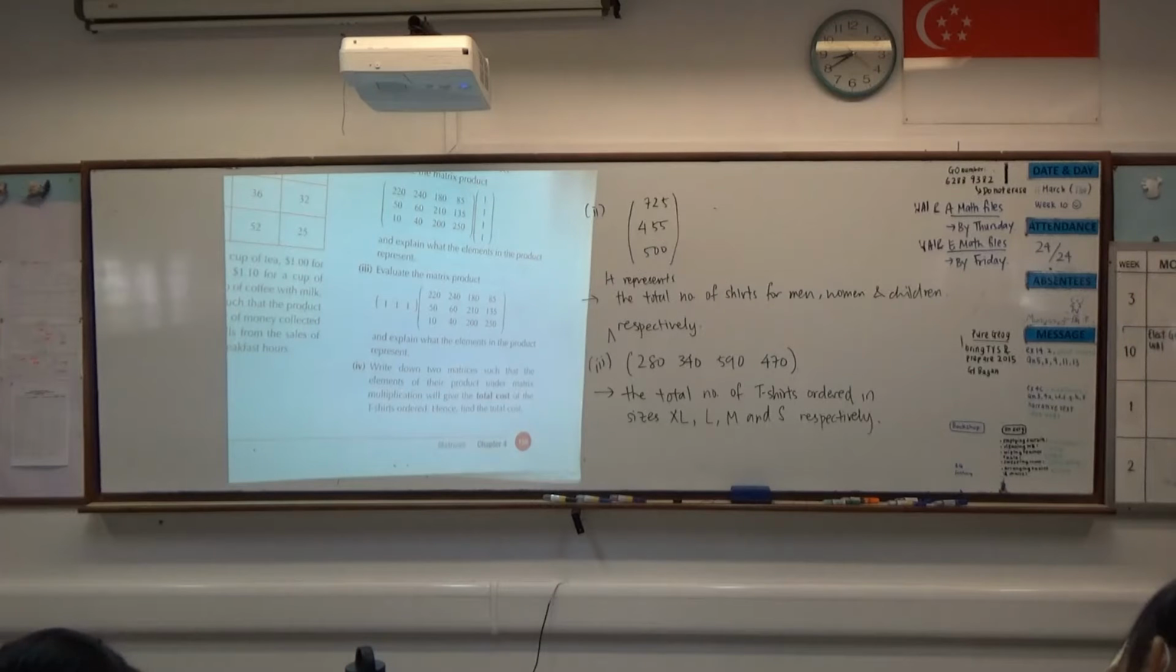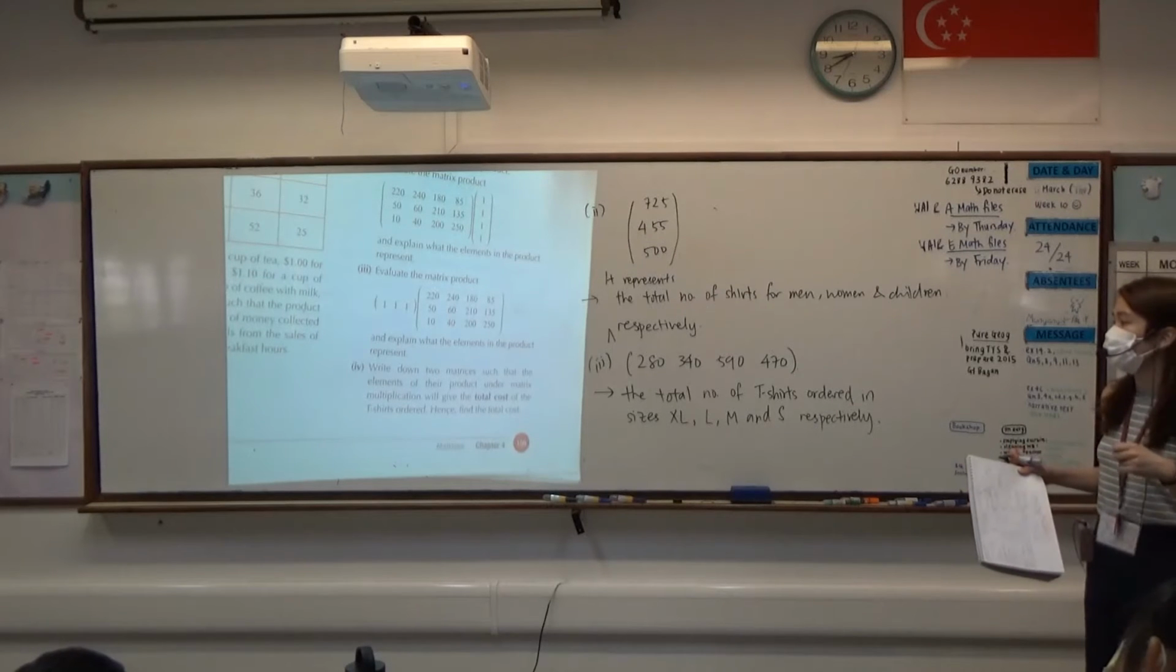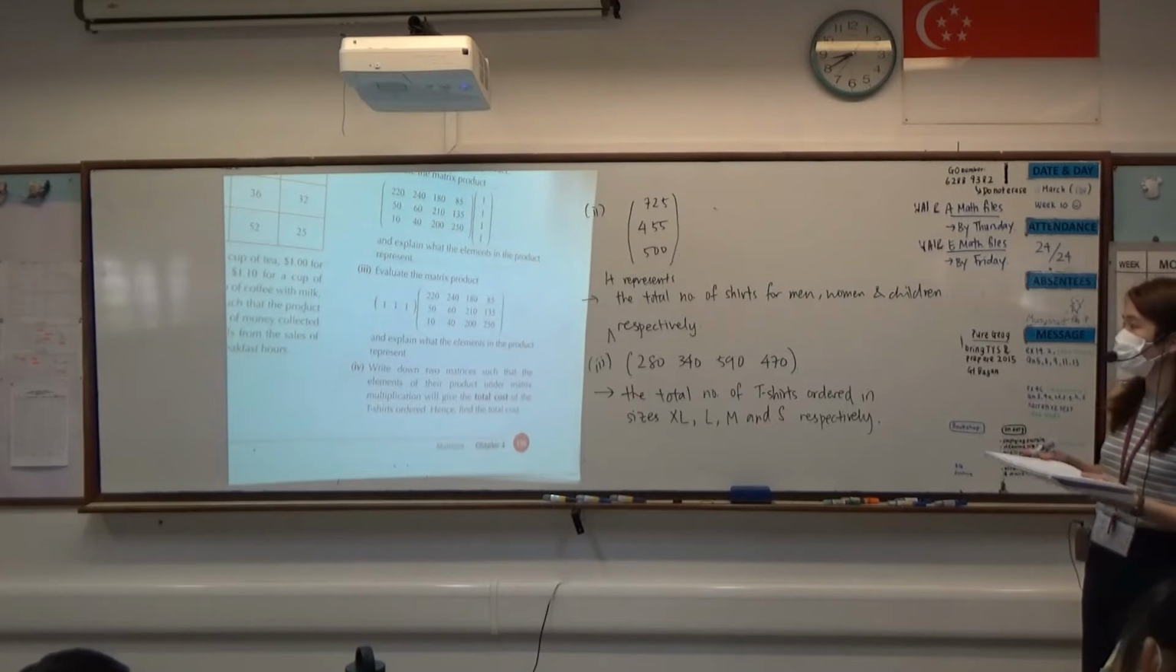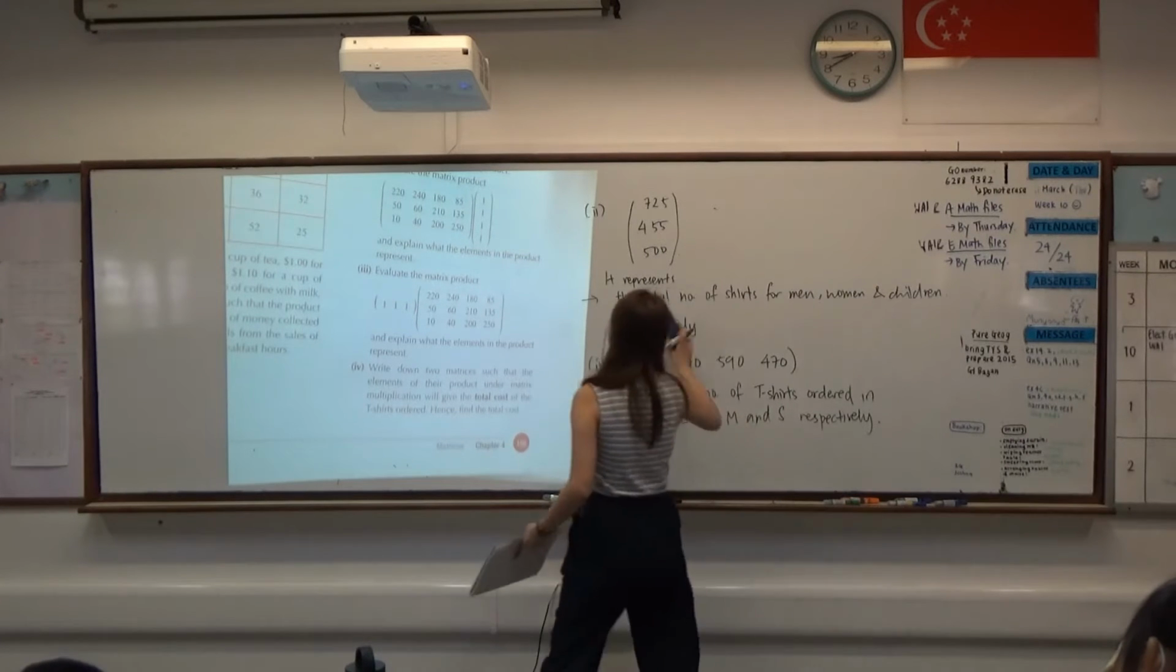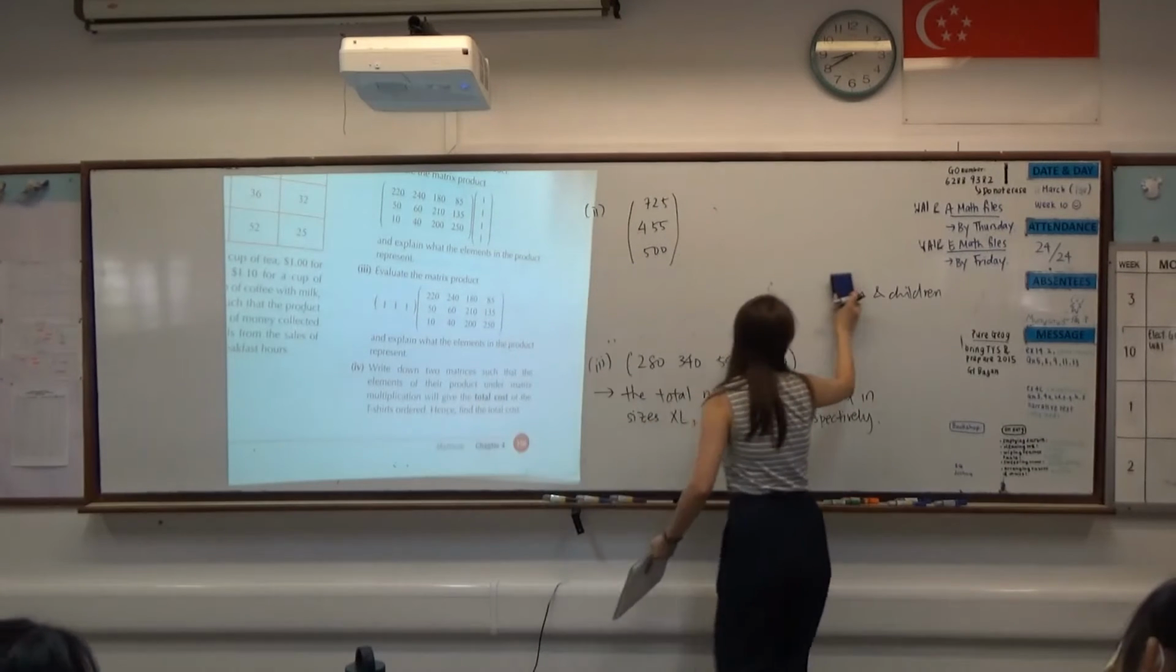All right. Next, we look at part 4. We want to write down two matrices such that the elements of their product under matrix multiplication will give the total cost of the t-shirts ordered. Hence find the total cost. So what would your matrices be?